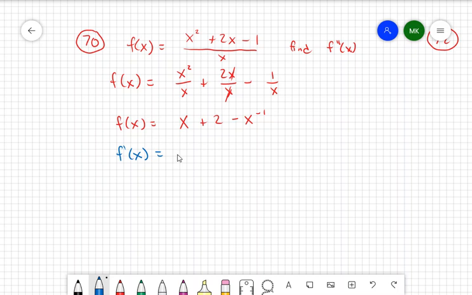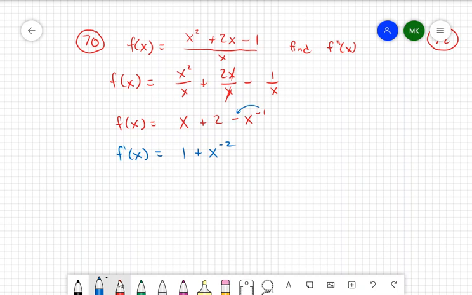So for this one, the derivative of x is 1. The derivative of 2 is 0. I'm just going to leave that off. And for the last term, I'm going to do power rule. So I'm going to multiply by negative 1, which is going to turn that into a plus. And then I'm going to lower the exponent by 1. Negative 1 minus 1 is negative 2.